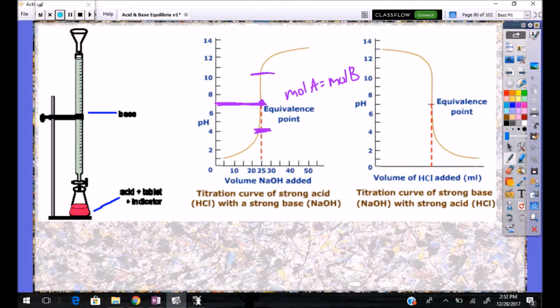This is between a strong acid and a strong base. If it's a strong acid, we know strong acids dissociate completely. We're going to have more H plus in solution. So typically you'll see low pHs when you have strong acids. Same with strong bases. We know that they dissociate completely, so you'll see pHs in the high range up here. The opposite is true if we're adding acid to base. We'll start with a strong base that's up here, and then we'll end with a strong acid. We know it's down here.